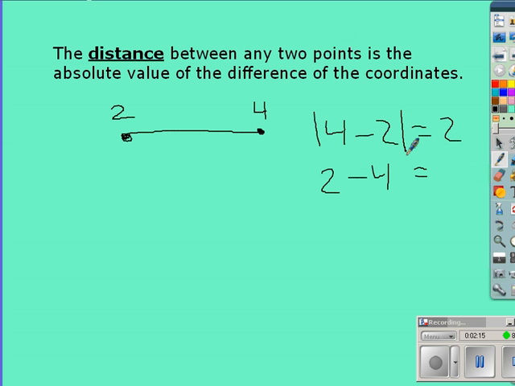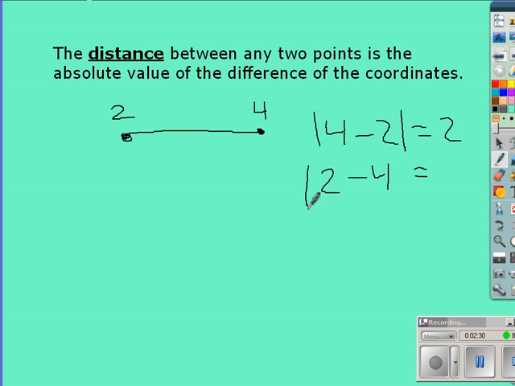4 minus 2, if I put those vertical bars there, I'm talking about absolute value. Absolute value is the distance from 0. So 4 minus 2 is 2. And 2 is 2 units away from 0. So we have a positive 2.